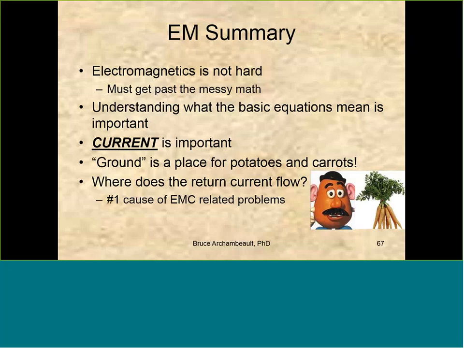I'm very fond of saying that ground is a place for potatoes and carrots, and if you were in the last talk we gave, you heard that again. I always refer back to that because the return path in our circuit boards, we call it a ground plane, but really it's a return current path, and it doesn't matter whether it's called ground or 5 volts or Detroit or apples or whatever. The current coming back is going to be on whatever gives me the lowest inductance. And as I said earlier, that return current flow is the number one cause of EMC problems in printed circuit boards. So designing that path intentionally is going to help you make sure that you have an effective design.